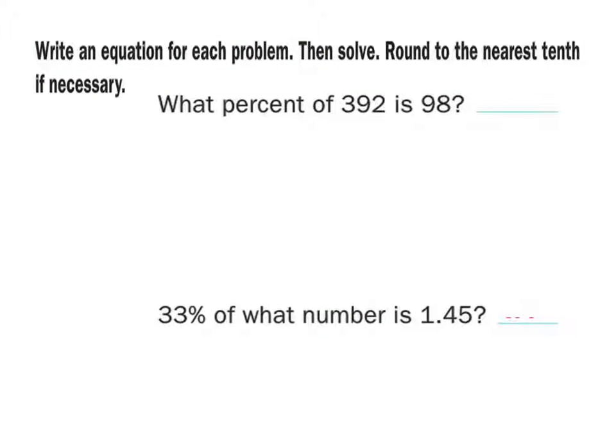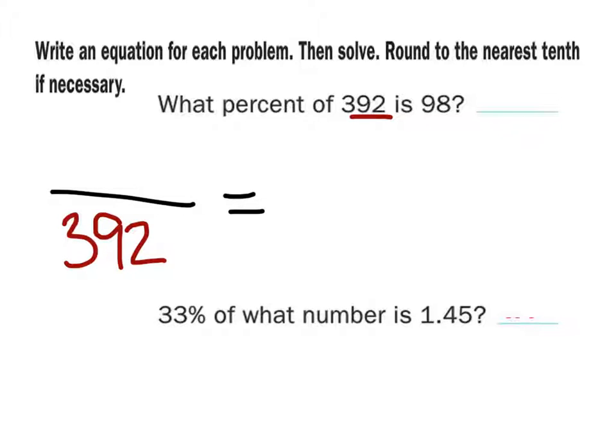So this says, what percent of 392 is 98? If I use the equation, I've got this fraction that will give me the percent: part divided by the whole, right? Which is the whole? 392. Good. 392 is the whole because it's after "of." What is the part? 98. So 98 divided by 392 will give you the percent.